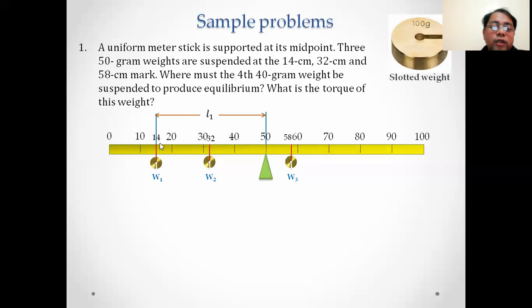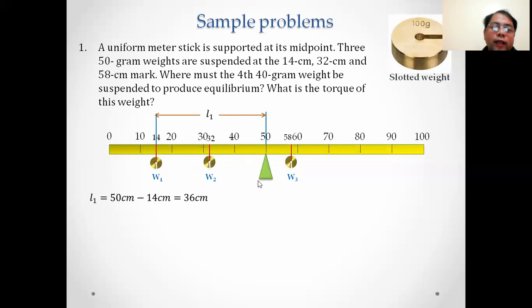14 centimeter is measured from 0 up to here. Now the moment arm that we use for torque is always measured from the point of rotation to the location of the mass. So if this is 14 from 0 up to here, and the total is 50 centimeter, then 50 minus 14, L1 must be equal to 36 centimeter. So we just subtract the value on the left, which is 14.